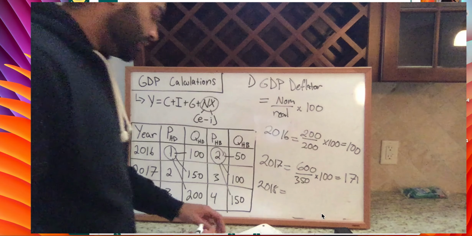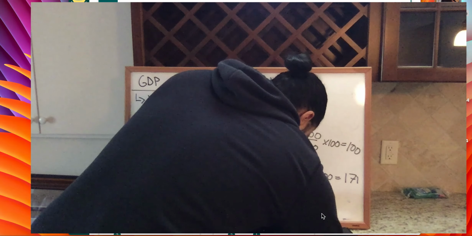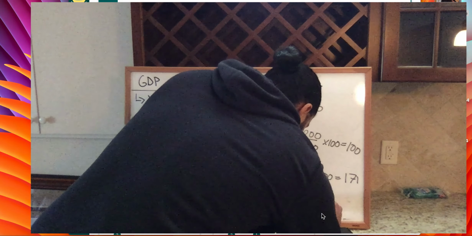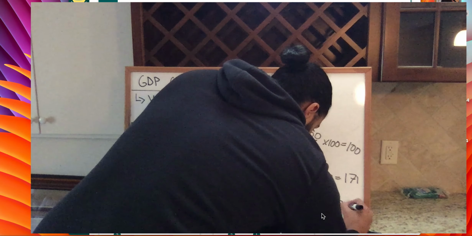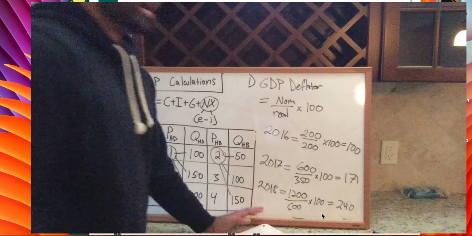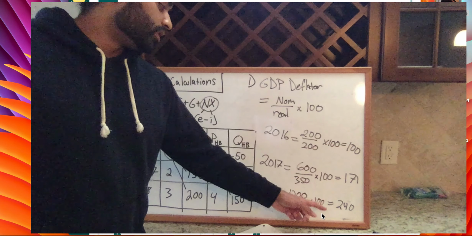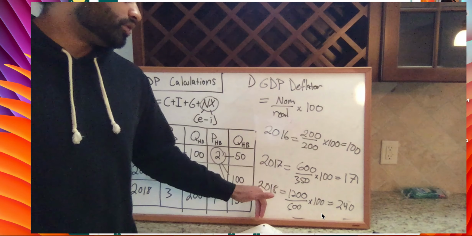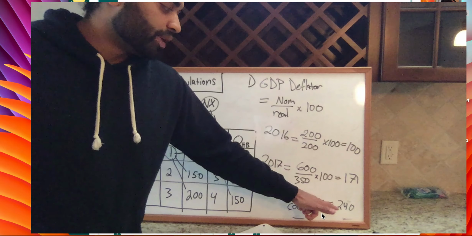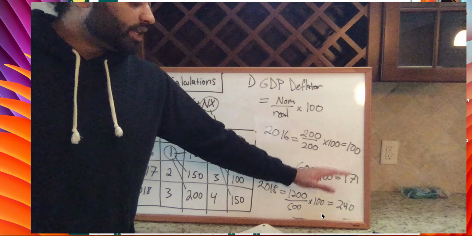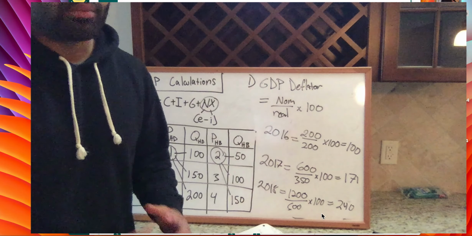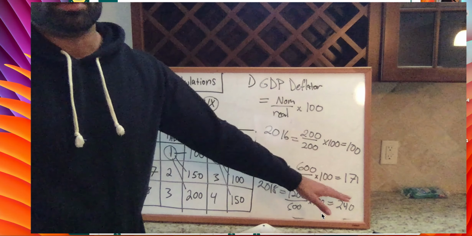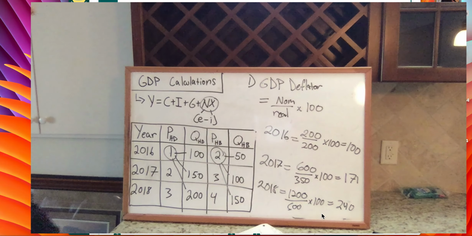All right, 2018, it's 1,200 divided by 500 multiplied by 100, and you get 240. Now you're not going to compare from 2016 to 2018. You're going to compare 2017 to 2018. So the two numbers you're going to compare are 240 and 171. Yes, there's an increase, but it's important to know what this percent increase is, or how much we have grown from 171. So that will be our next step.